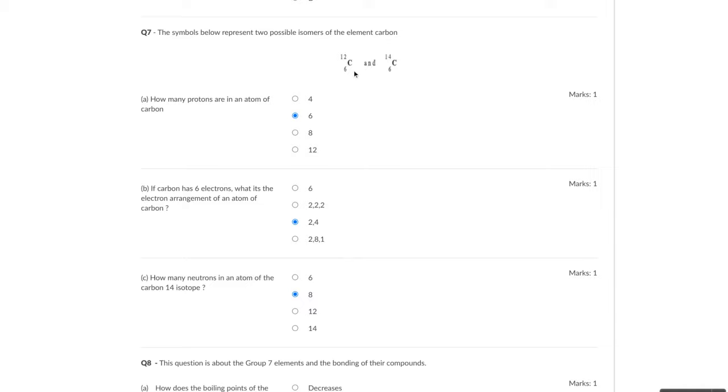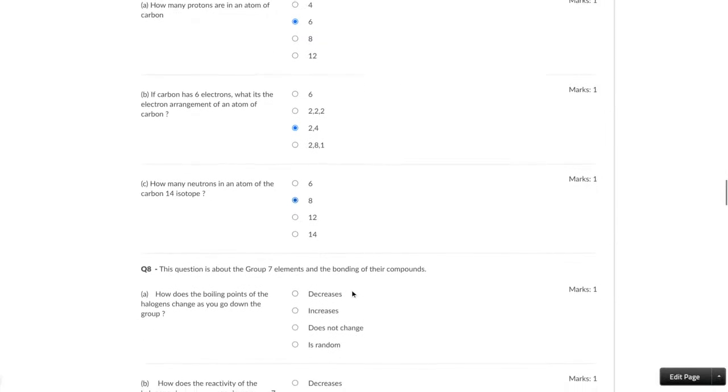For carbon-12, it would have been 6 neutrons. But for carbon-14, it's 8.